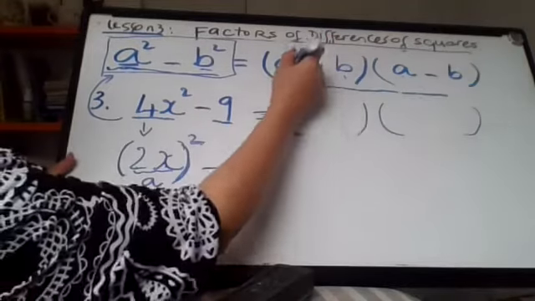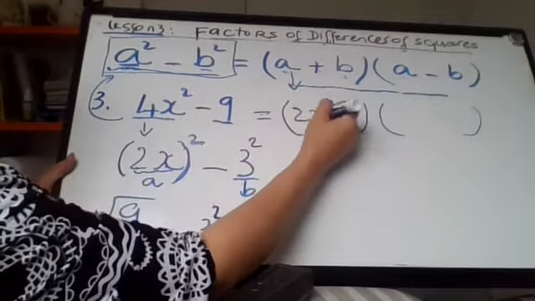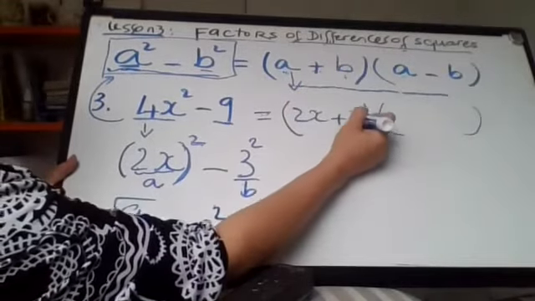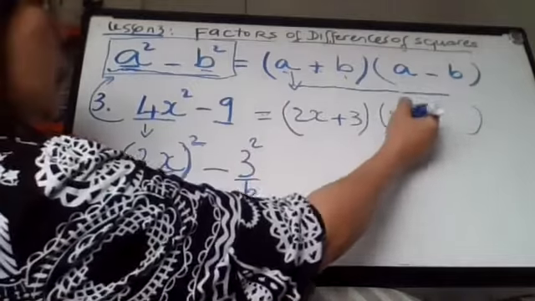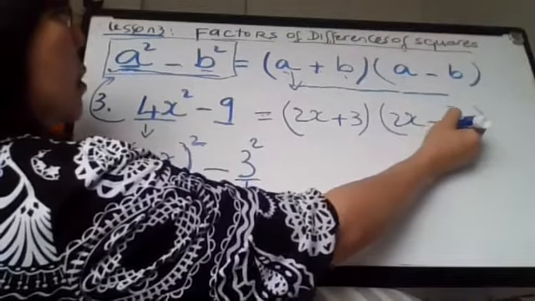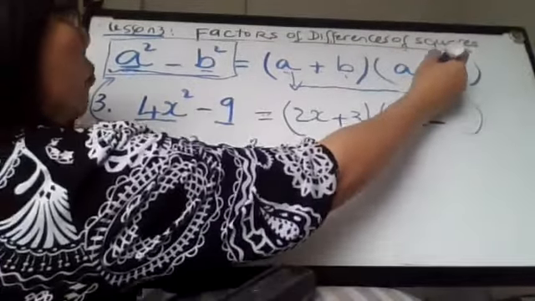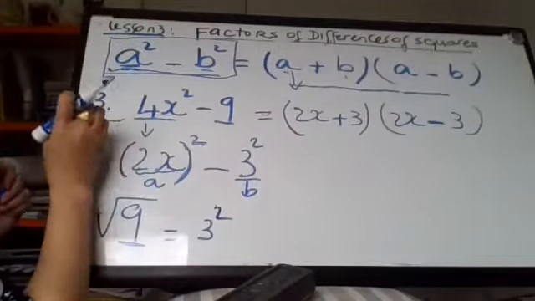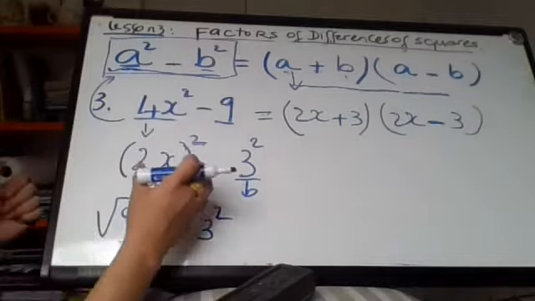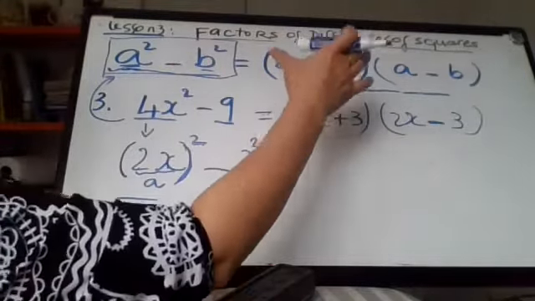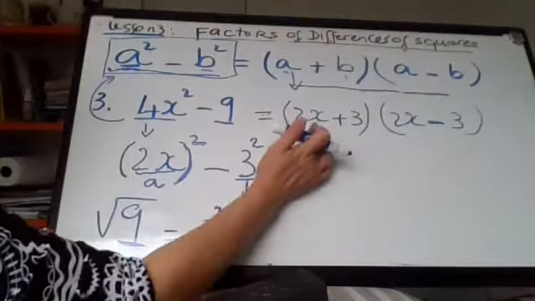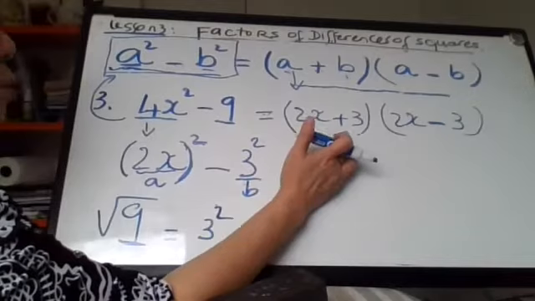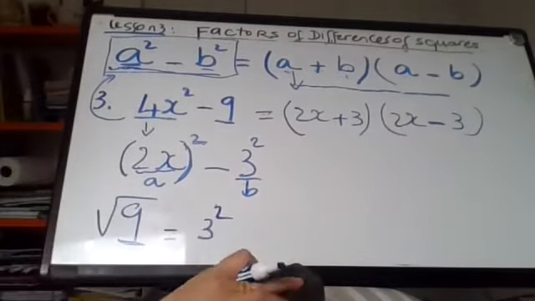So my A is 2x. This one will be 2x. My B is 3, and the plus side follows the formula, plus 3. My A is 2x. My B, expect to see negative, right? Following the formula, B is 3. So I break down this expression 4x squared minus 9. I factor it and it becomes two brackets times together: A plus B times A minus B. 2x plus 3 times 2x minus 3.